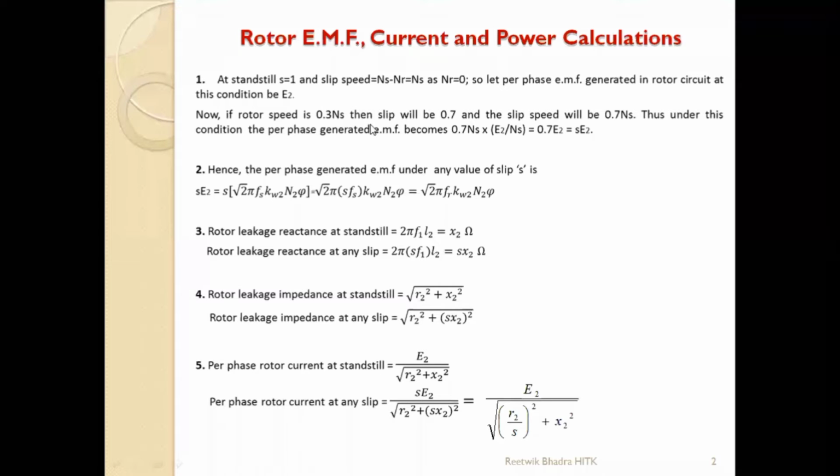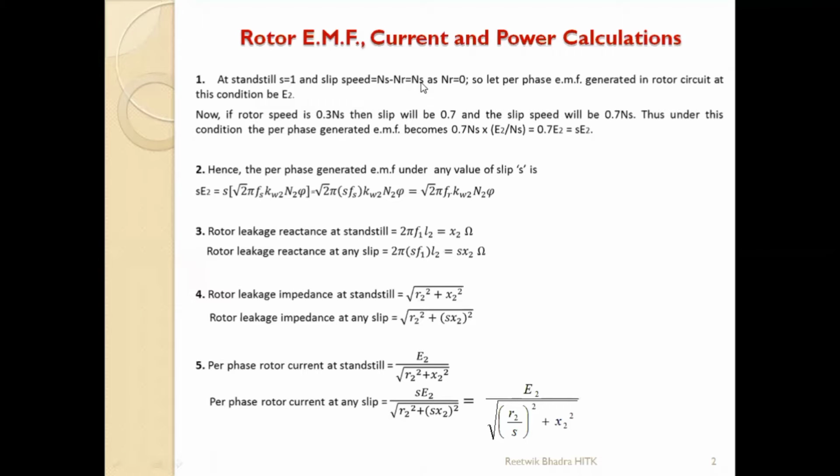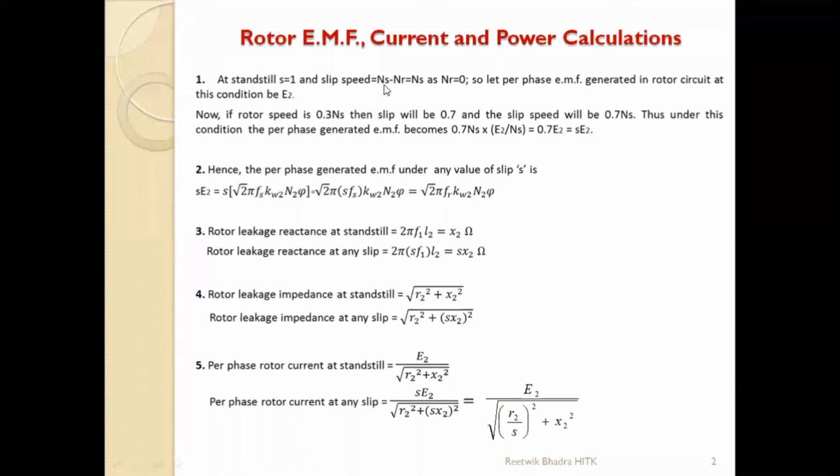So you can calculate your slip or your slip speed. First you calculate your slip speed. What will be slip speed? NS minus NR. What is NR now? 0.3 NS. So NS minus 0.3 NS will give you 0.7 NS. So slip speed will be 0.7 NS. Slip speed is NS minus NR. If you want to calculate slip, you have to divide this by NS. So if you divide 0.7 NS by NS, you will get 0.7. So slip is 0.7.